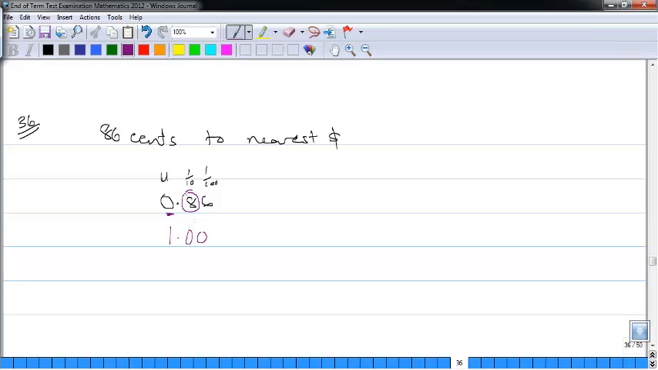So again, we look at our column of focus, we look at the digit that is to the right of that. If it is 5 or more, we're going to round up and add 1 to the column of focus. And in this case, 86 cents rounded to the nearest dollar would be $1. And our answer here is going to be D.